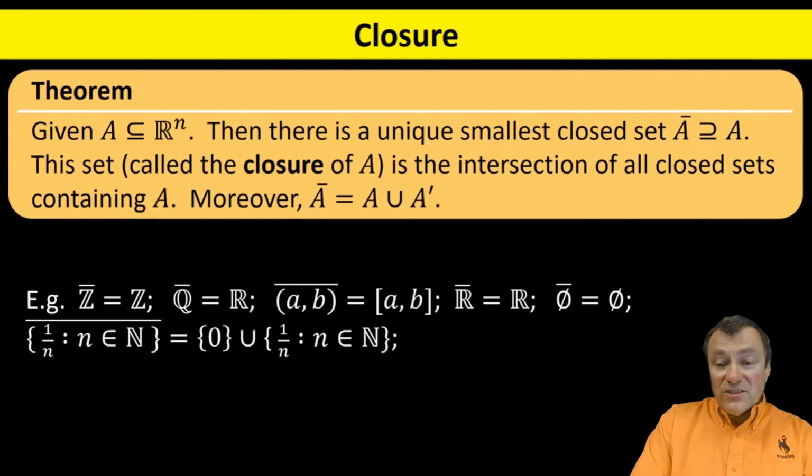For the set of fractions 1 over n, where n varies over the positive integers, remember the only limit point is 0, so we pick up that one extra point to get the closure. A finite set of points has no limit points, so the set is closed. So its closure is itself.